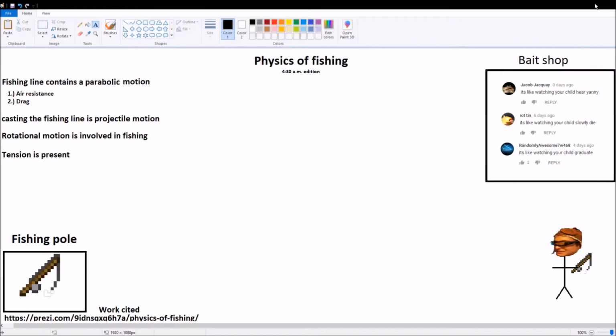Simply casting your line is a projectile motion because the line is being projected to another spot away from you. So with all those factors coming in from parabolic motion, it all ties in.